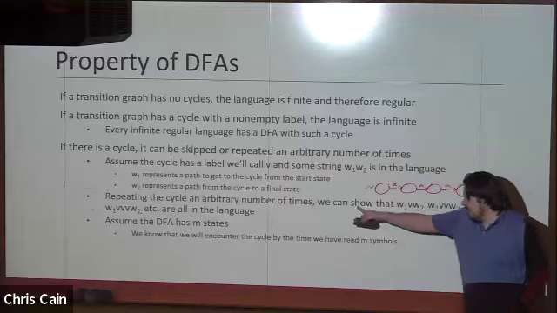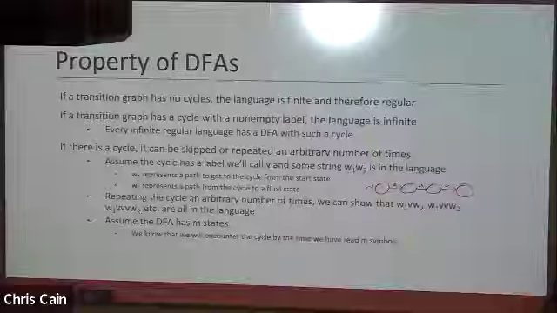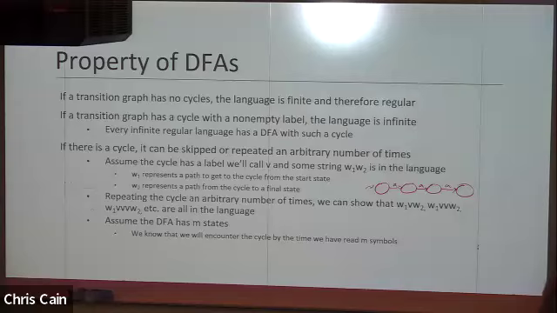So assuming that there are M states in the DFA, as soon as we have read M characters, we know that we have completed a cycle. Not just started a cycle, we know we've completed it.